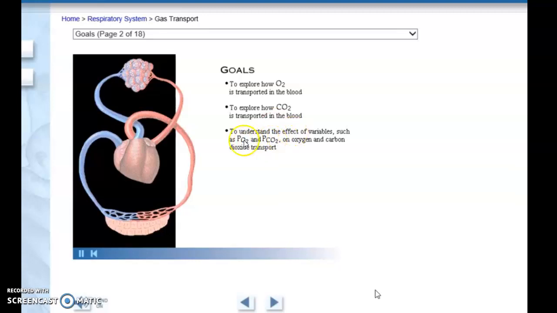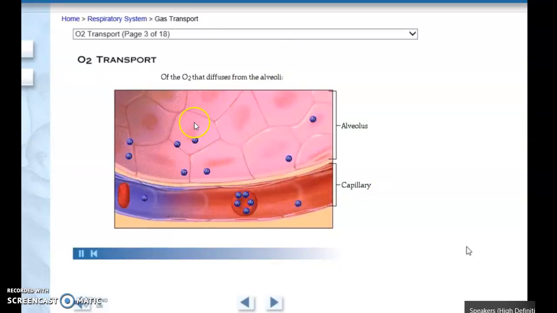Then we'll look at the variables of the partial pressure of oxygen and the partial pressure of carbon dioxide, and especially the partial pressure of oxygen. We're going to start out talking about that. We know the partial pressure of oxygen in an alveolus is about 104 millimeters of mercury. The partial pressure of oxygen in the returning blood supply is only 40, so we know it's going to go from the high to the low, and that was our partial pressure gradients that we've talked about previously.